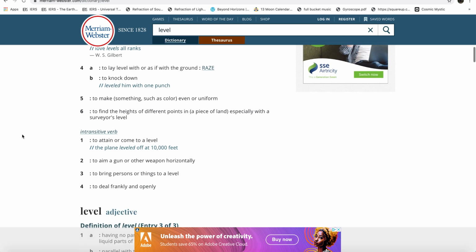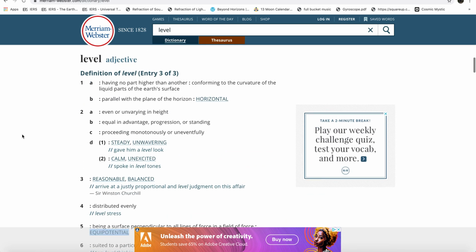Okay, so this is all level, right? But our opposition come down to here. Okay, they go to this one. Definition of level, entry 3 of 3 in Merriam-Webster. Having no part higher than another, right? Having no part higher than another, conforming to the curvature of the liquid parts of the Earth's surface.